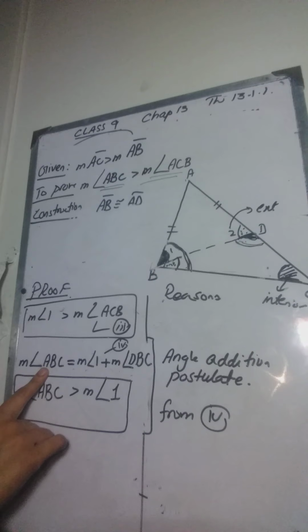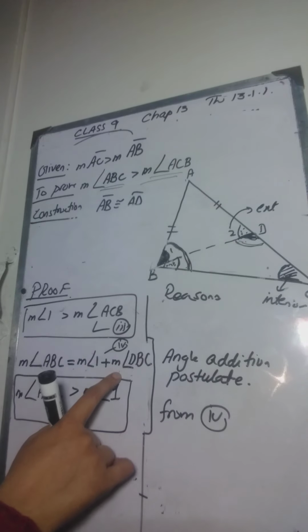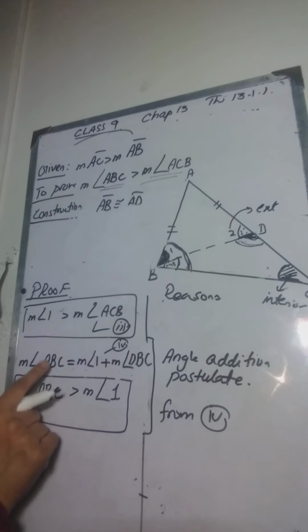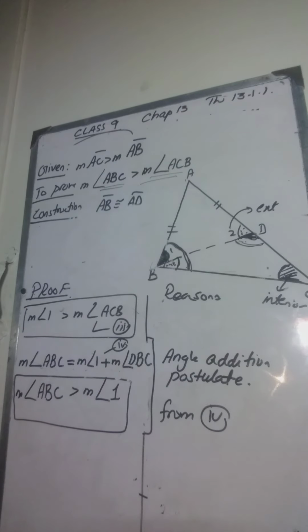Because angle ABC is the measurement of angle 1 plus some other angle, it means two different angles sum up to give ABC. So ABC will be greater than angle 1, and also greater than this other angle. The component angles will be smaller than the whole angle. Now angle ABC is greater than angle 1. Name this as equation 5.